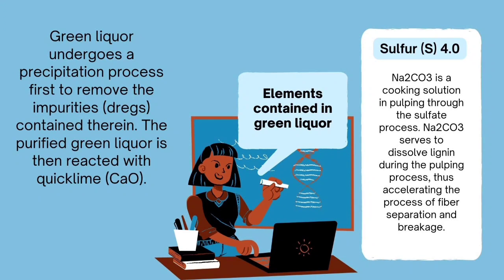Okay, I will continue Jessy's explanation about green liquor. Green liquor undergoes a settling process first to remove impurities or dregs. The clarified green liquor is then reacted with quicklime, or CaO, under controlled conditions to form sodium hydroxide and calcium carbonate, which is called the causticizing process.